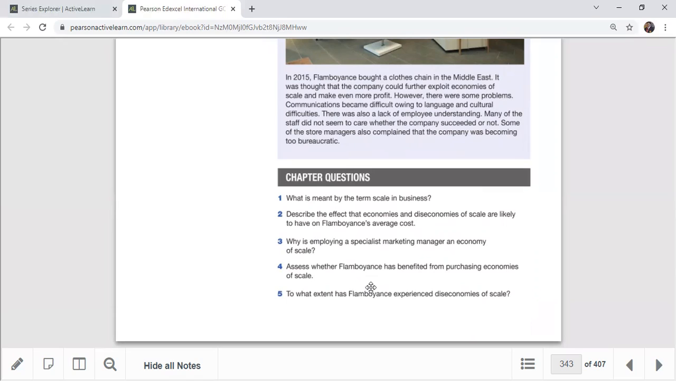Fourth one, assess whether Flamboyance has benefited from purchasing economies of scale. Last question, to what extent has Flamboyance experienced economies of scale? Okay, so let's move on to the marking scheme.